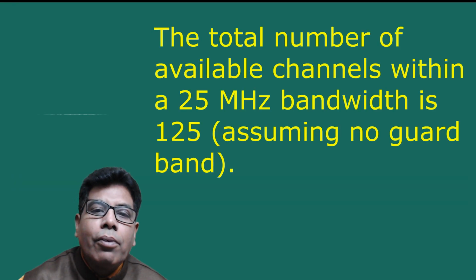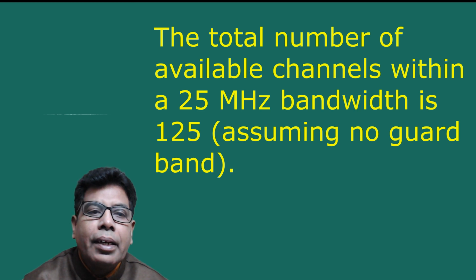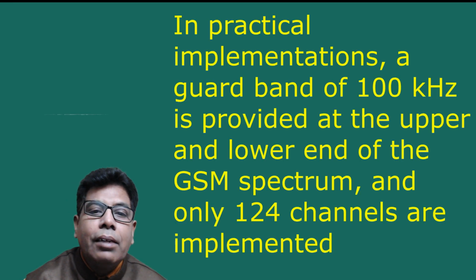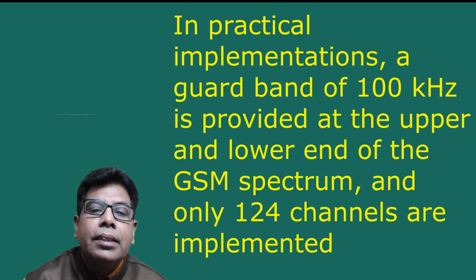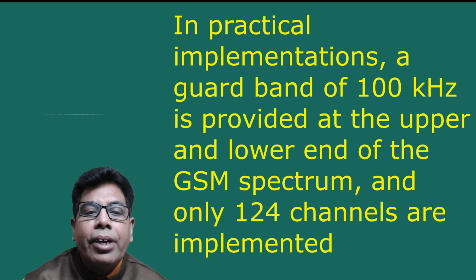The total number of available channels within a 25 MHz bandwidth is 125, assuming no guard band. Since each radio channel consists of 8 time slots, there are thus a total of 1000 traffic channels within GSM. In practical implementation, a guard band of 100 kHz is provided at the upper and lower end of the GSM spectrum, and only 124 channels are implemented. The table summarizes the GSM air interface.